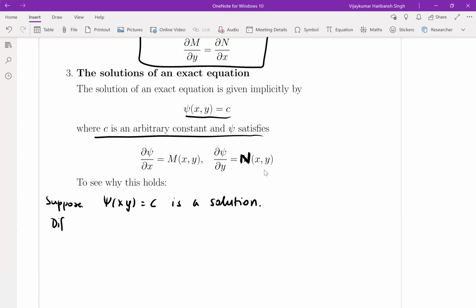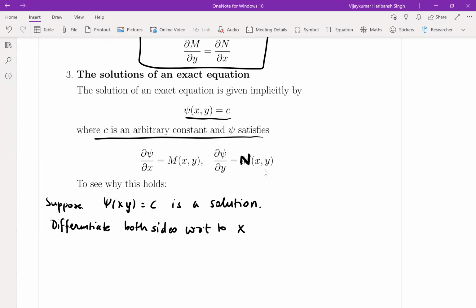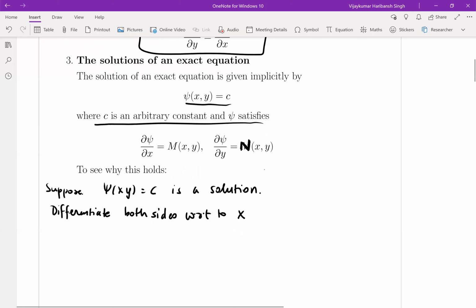Now differentiate both sides with respect to x. Note that in this case, when you write phi(x,y) equals c, y becomes automatically a function of x, because y is no longer independent of x, right? So we'll differentiate both sides with respect to x. So what do we get? We'll have to use the chain rule. So we get the partial derivative of phi with respect to x times dx by dx plus the partial derivative of phi with respect to y times dy by dx equals 0.